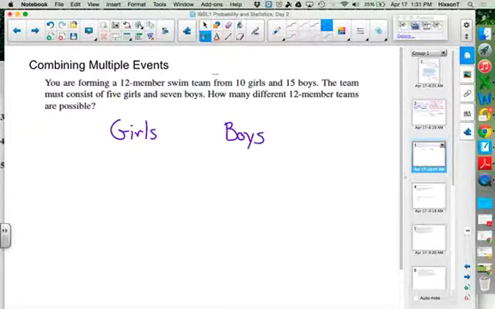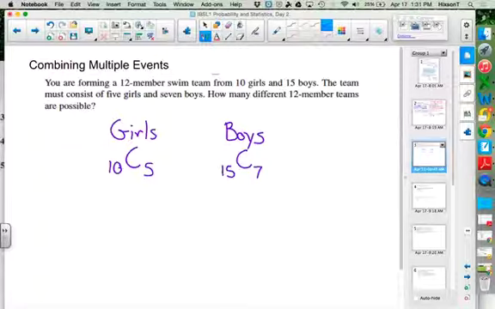So what's the combination for the girls? 10 choose 5. And how about for the boys? 15 choose 7. We want to pick 5 out of the 10 girls and 7 out of the 15 boys. So what do we do with those then?